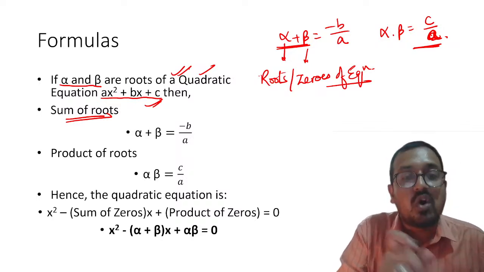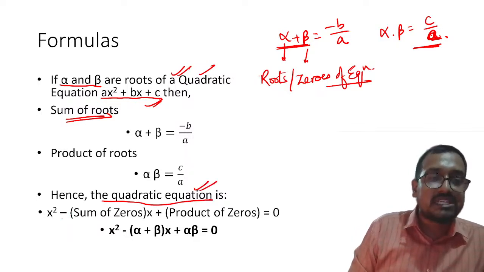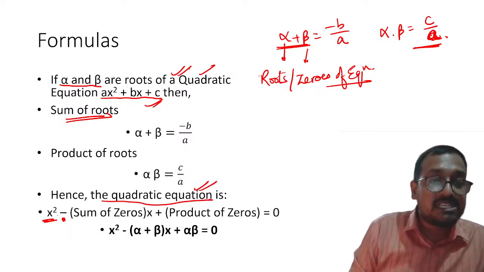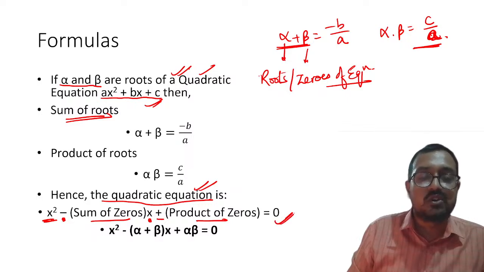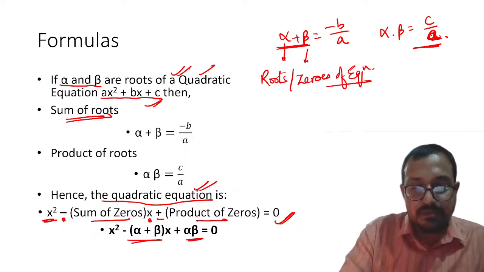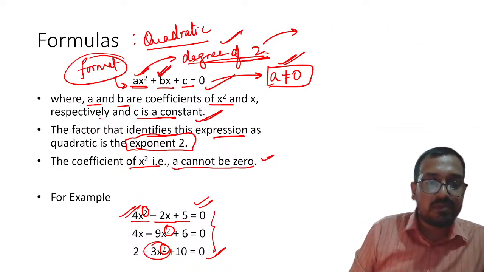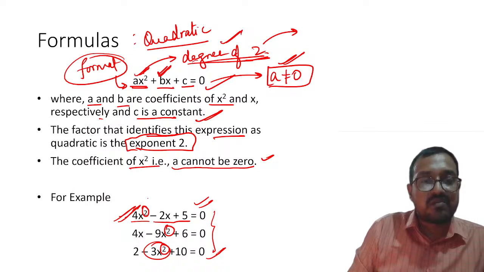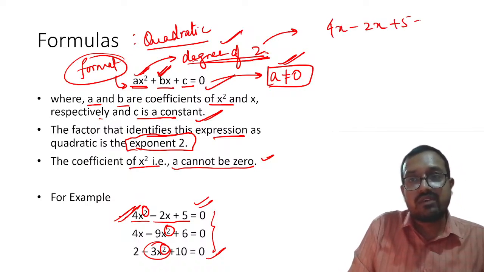And based on these, you can form the quadratic equation of many things. And there is another way to solve it very quickly. For example, over here the quadratic equation is x square minus, please remember, minus sum of zeros into x plus product of zeros is equal to 0. So please remember alpha plus beta and alpha beta. When you are given some quadratic equation, for example, let us pick this first one: 4x square minus 2x plus 5 is equal to 0.